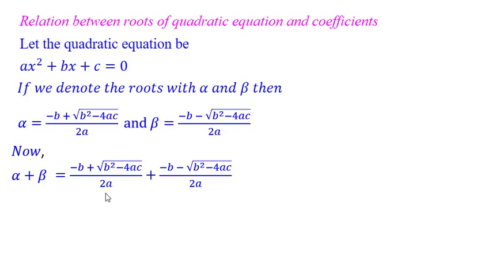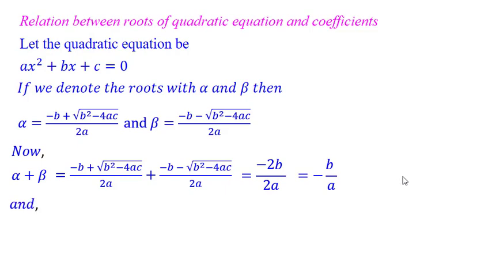Now as the denominator is same, we will add the numerator. You can see that when you add the numerator, this root term, which is b square minus 4ac, in the first term it is positive and in the second place it is negative, so they will cancel, and I have minus b minus b, that gives me minus 2b upon 2a. Now this 2 will also cancel, and I will get alpha plus beta as minus b upon a.